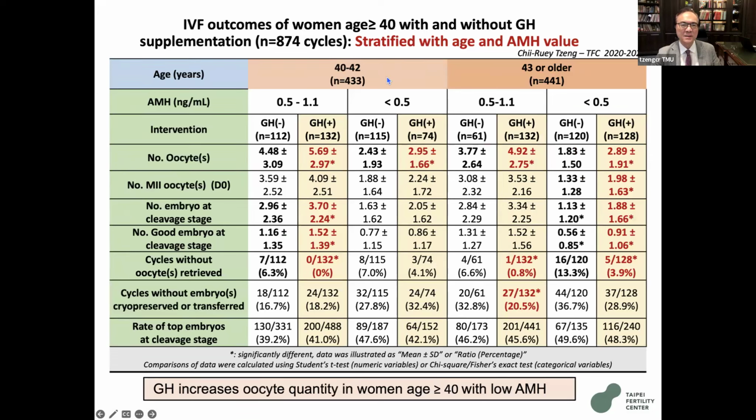AMH value. You can see here, we divided the AMH level as less than 0.5 or above 0.5. So two groups. On the right-hand side, you can see all the parameters in patients who received GH. The number of oocytes and M2 oocytes are much better in the GH treatment group. So that is very interesting because I stratified by age and AMH value. And again, the initial impression is that growth hormone increased the oocyte quantity in women over 40 with low AMH. You can see the oocyte quantity all improved.